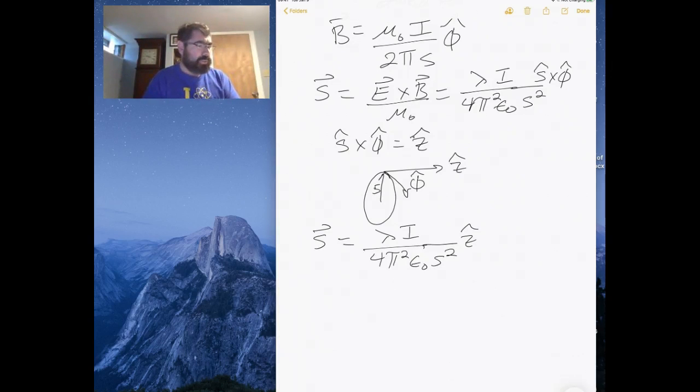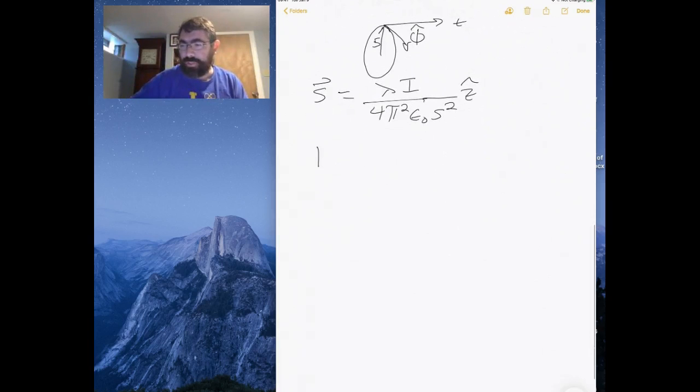Okay, so we want to get the momentum. But first, let's consider the energy. The energy in the fields, or the power at least, is going to be the integral of the Poynting vector over the area.